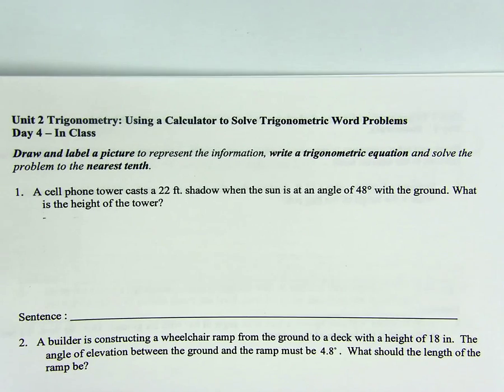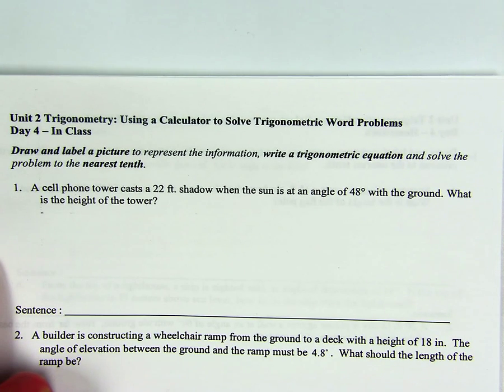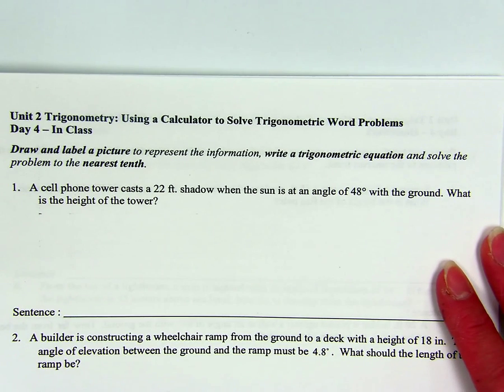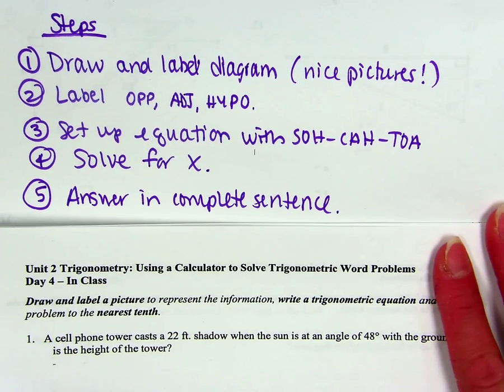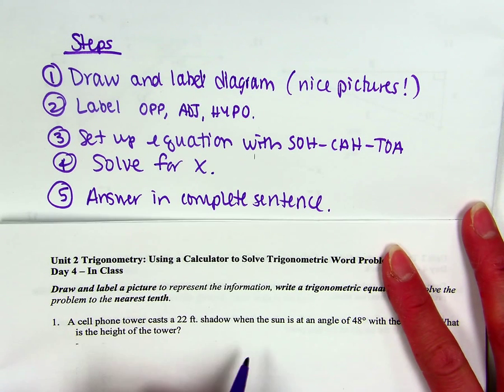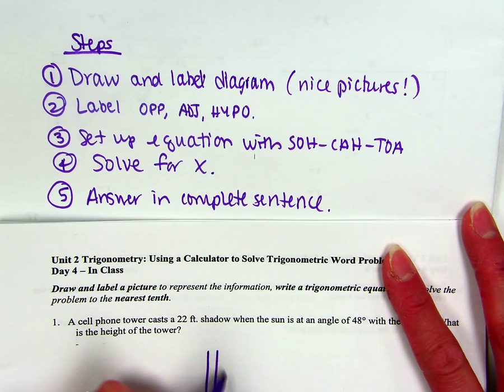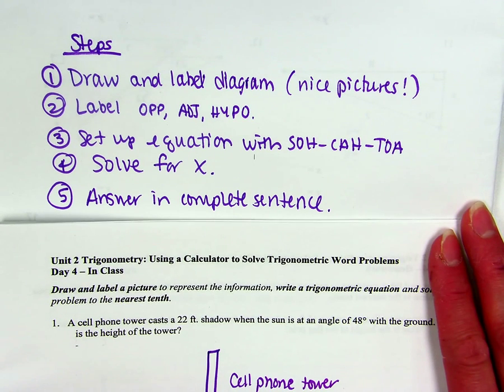All right, so problem number 1 says a cell phone tower casts a 22-foot shadow when the sun is at an angle of 48 degrees with the ground. What is the height of the tower? All right, so step 1 is to draw and label a diagram. Okay, so we know we're going to have some kind of a right triangle. A cell phone tower is going to be sticking in the ground and it's going to go vertically. So this is my cell phone tower. Okay, here's the ground.